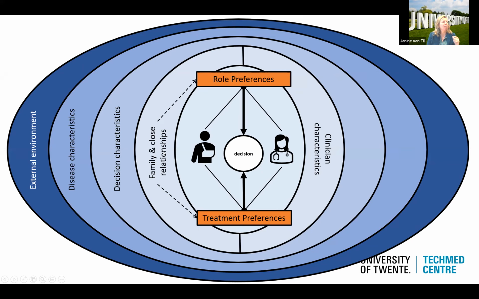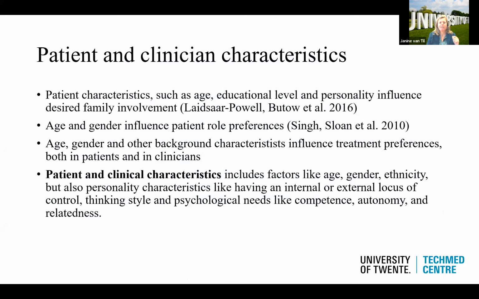But we also include family and close relationship, which again, each can have their own role preference, but also their own treatment preference. Patient and clinician characteristics, as seen in the first circle around this framework, influence treatment preferences and role preferences. That is also supported by literature.